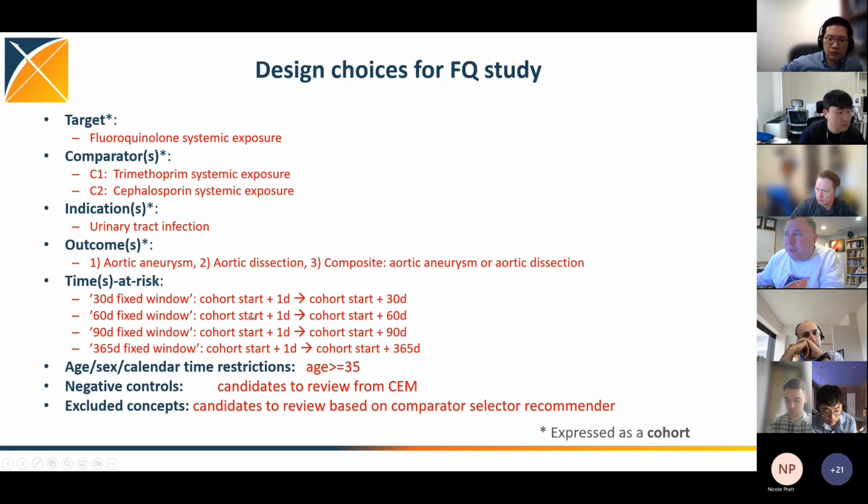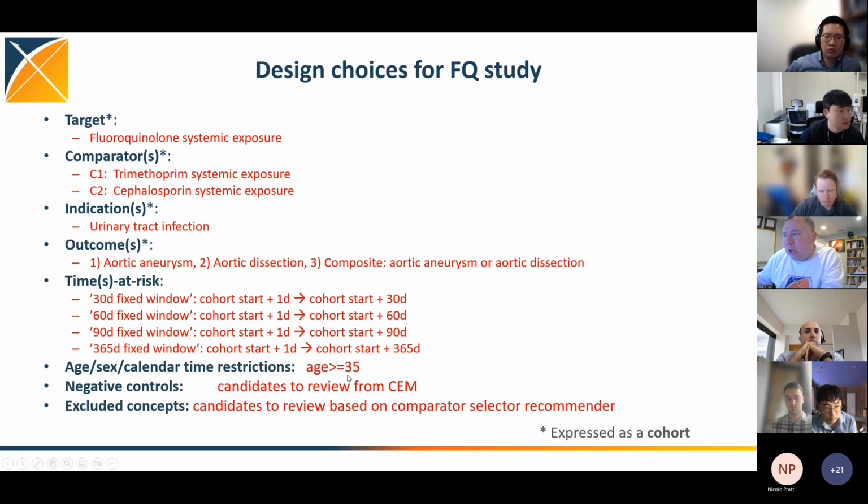What those windows mean is we take the start of exposure, so think of that as the exposure of fluoroquinolones, we add a day to it, and that becomes when you start to have time at risk. And then we follow that up until 30 days after the start at risk. A given person may be right censored for end of observation period or what have you, but this is basically the eligible time when we will be looking for outcomes.